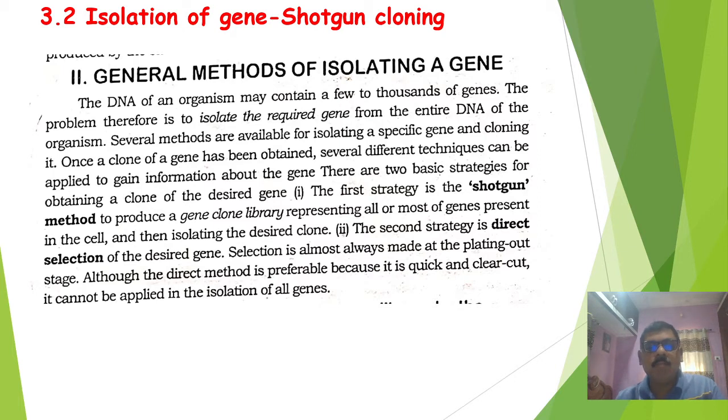First one is the shotgun method, that is to produce the gene clone library. And what is this gene clone library? It is represented by all or most of the genes present in the cell, and then isolating the desired clone. And the second strategy is the direct selection of the desired gene. And the selection is almost always made at the plating out stage. And we'll discuss now the shotgun technique, or how the gene is isolated by the shotgun method.